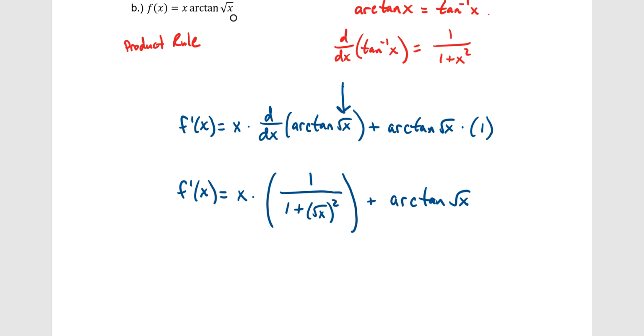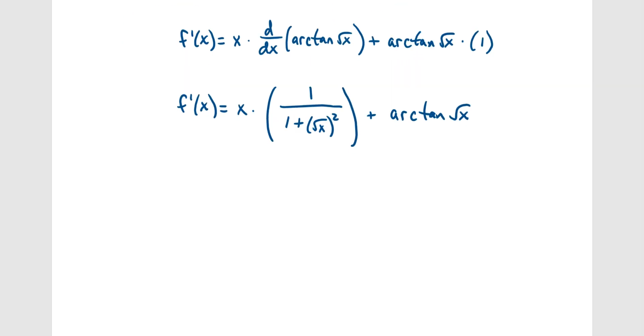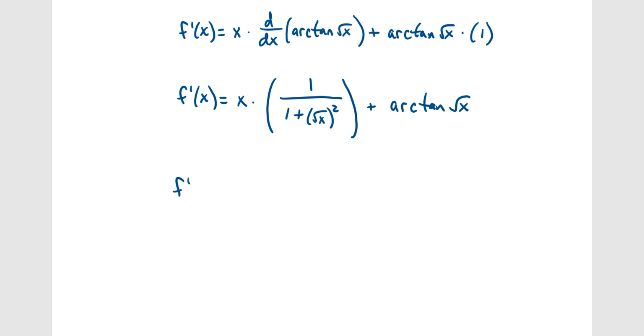Okay, now we can simplify it, and then we'll be done. It's going to be x over 1 plus the square root of x squared. They cancel. 1 plus x plus arctan of the square root of x. Oh, wait a minute. Actually, I have to go back. I forgot the chain rule. Okay, so ignore everything I just said up to this point.